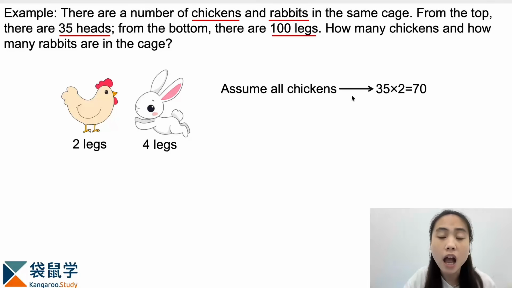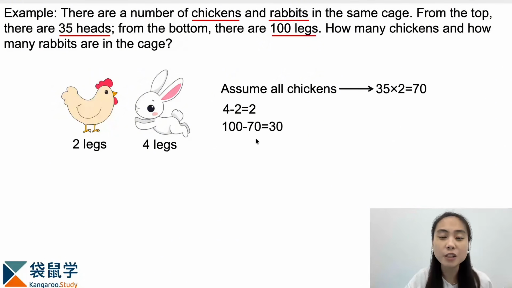But actually class, how many legs do we have here? We have 100 legs, which means our assumption is true or false? Unfortunately, our assumption is false, which means here we need to use some rabbits to replace some chickens. And now class, let's imagine if I use 1 rabbit to replace 1 chicken, then how many legs will increase? It should be 4 minus 2 equals 2.